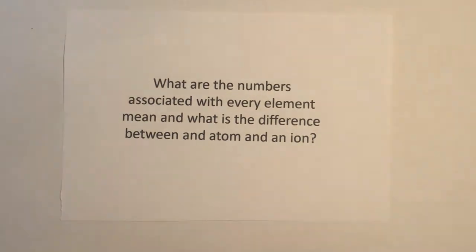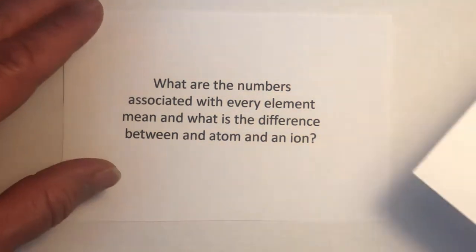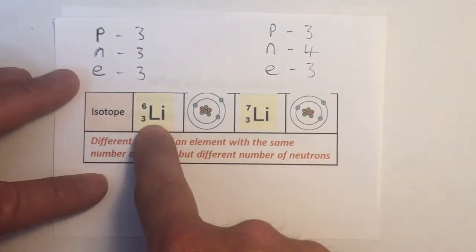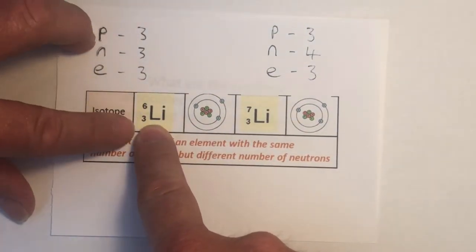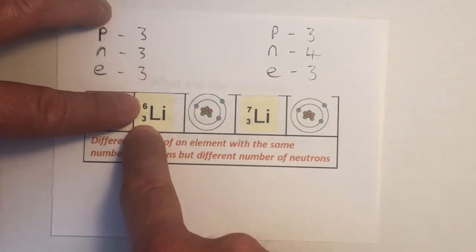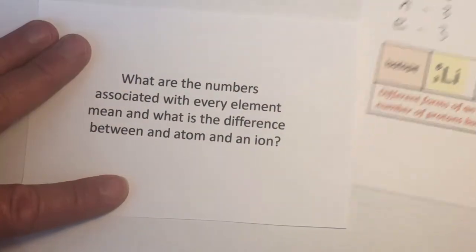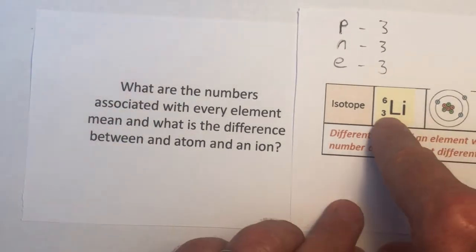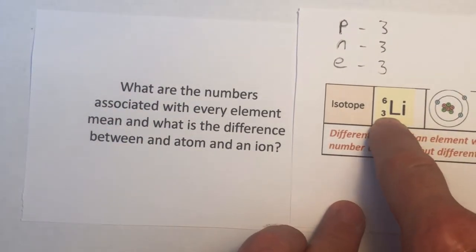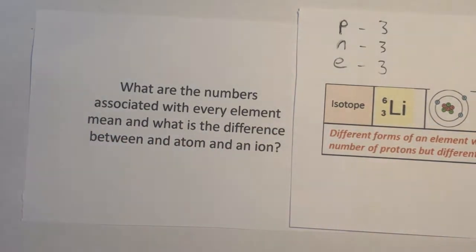Now, this question is: what are the numbers associated with every element mean, and what is the difference between an atom and an ion? What I mean by the numbers, there's lithium, 6, 3. The 3 at the bottom is the protons, and the 6 at the top is the protons plus the neutrons. So every element has numbers like that on the periodic table. What do they mean, and what is the difference between an atom and an ion?